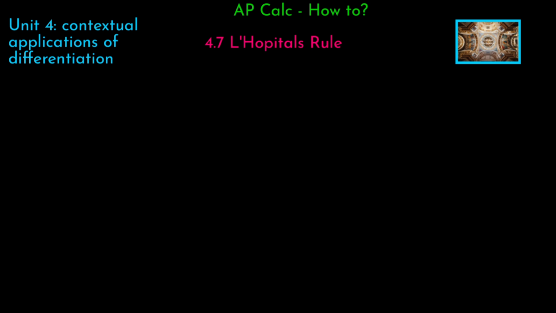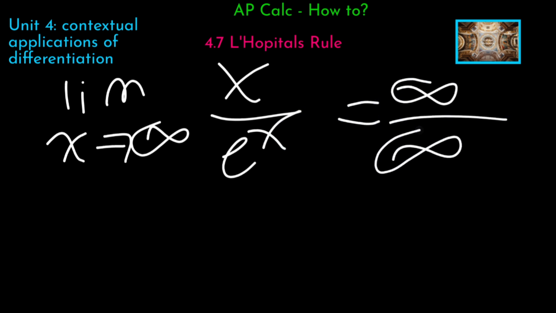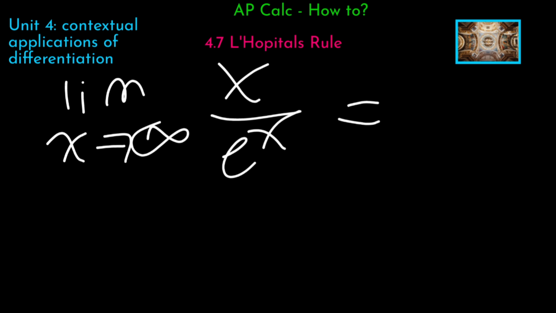Now the next one I'm going to have you try on your own, because it's a pretty simple concept. So let's say we have the limit as x goes to infinity of x over e to the x. Now this becomes infinity over infinity, and that's a problem. It doesn't cancel out and become 1. It's indeterminate in this form.